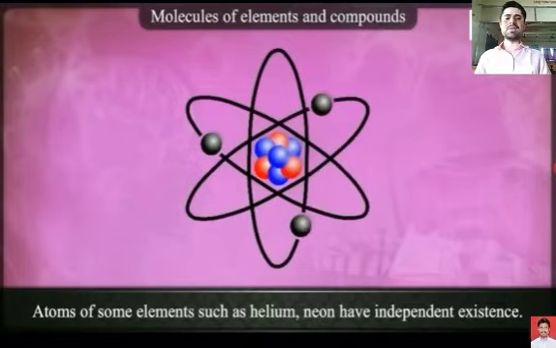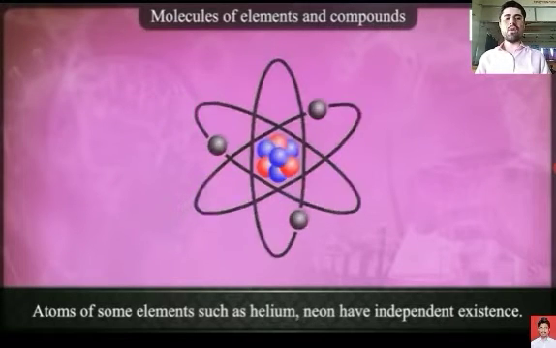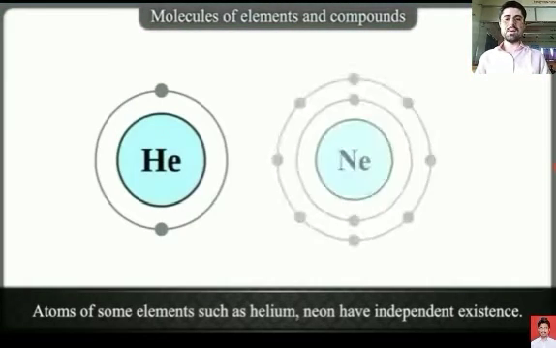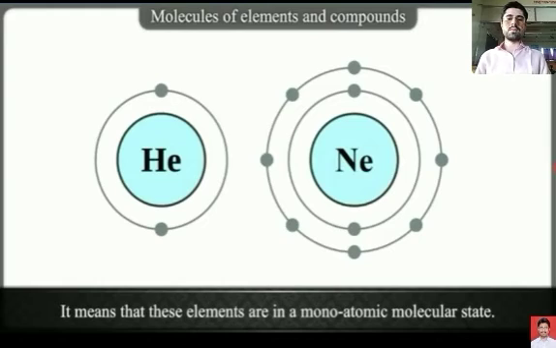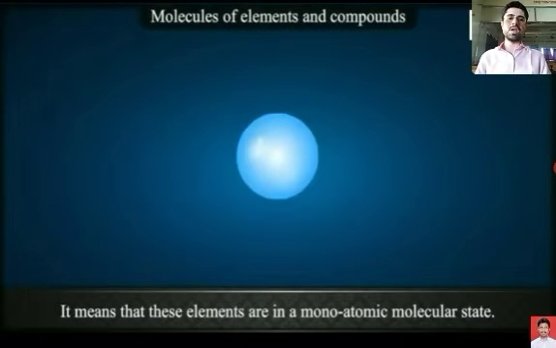Atoms of some elements such as helium and neon have independent existence. It means that these elements are in a monoatomic molecular state. As we can see on the screen, the atoms of helium and neon are present in the monoatomic state.